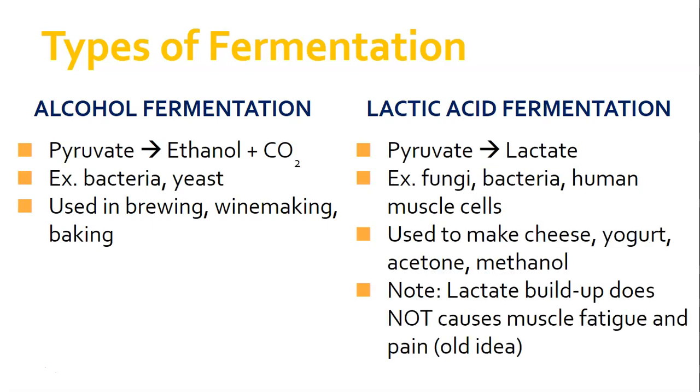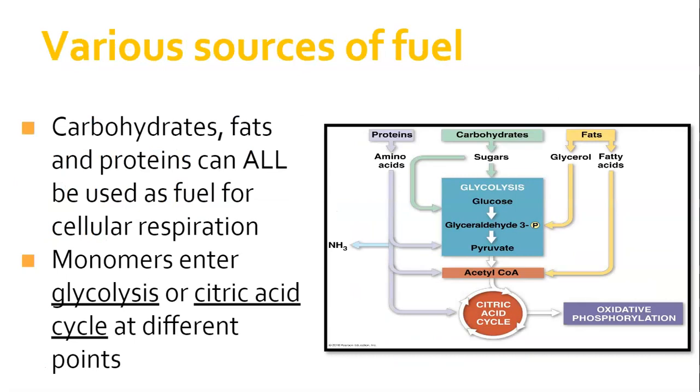So here are the two different types of fermentation that occurred. As I mentioned on the left, one involves ethanol and carbon dioxide production. The other involves lactate production. So overall, carbohydrates, fats, and proteins are all used for cellular respiration. When we talk about it, we always talk about it in the sense of glucose breakdown, but there's kind of different ways in which it occurs.